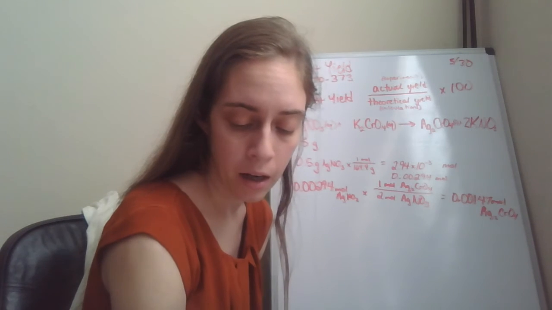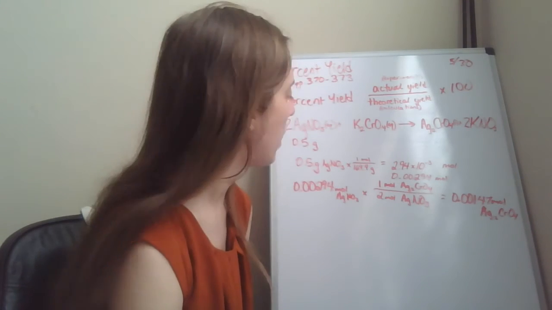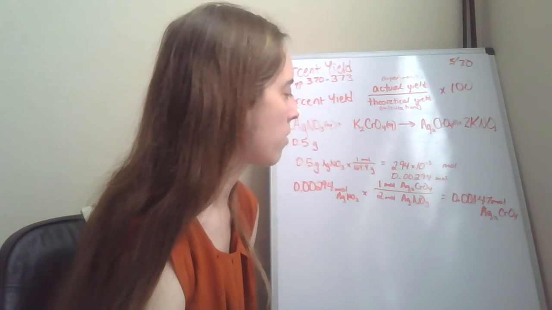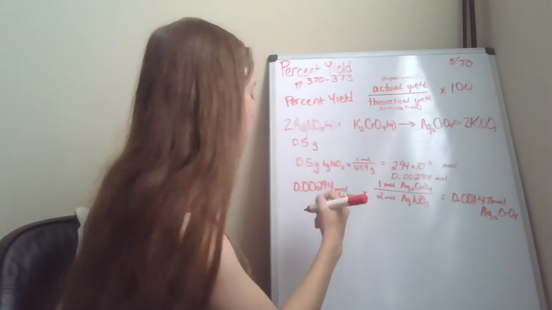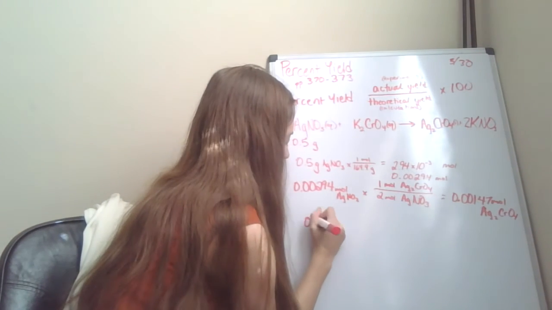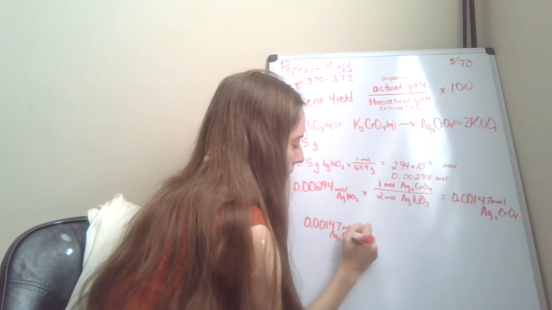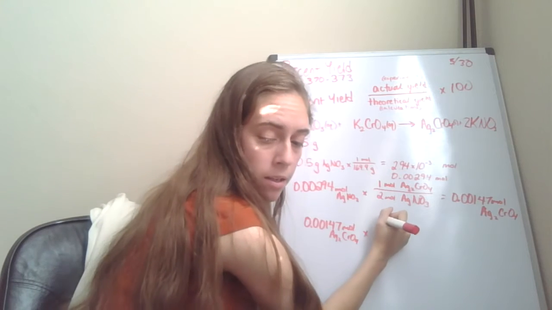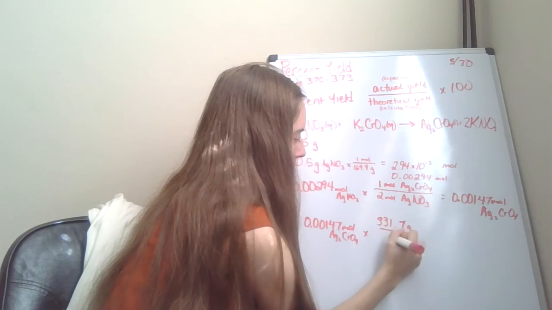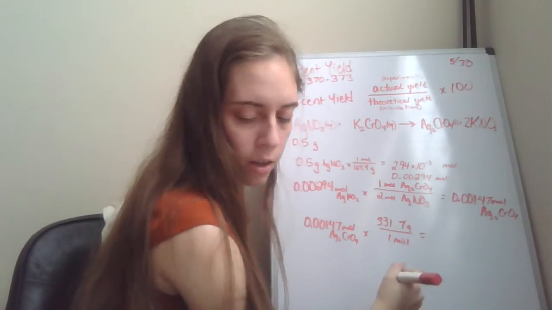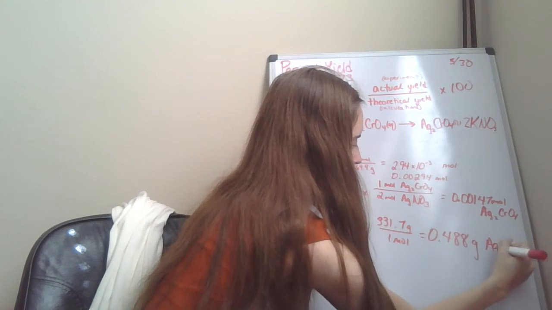Now, to calculate our theoretical yield, we just convert it right back into grams. Okay, so to calculate the molar mass of silver chromate, we would take 2 silvers plus 1 chromium plus 4 oxygens, and that gives us 331.7. So to calculate that, we do 0.00147 moles of silver chromate times our molar mass, which is 331.7 grams over 1 mole. Gives us a total of 0.488 grams of silver chromate.